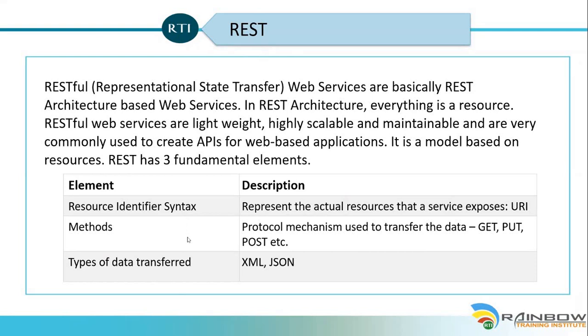Okay, and it has three fundamental elements that you need to worry about. It's a URI, or the path that it exposes, and the method. REST APIs use HTTP methods. And for the type of data, as I mentioned, both XML and JSON can be used. But if you use XML, you lose the benefit that you get with REST services.